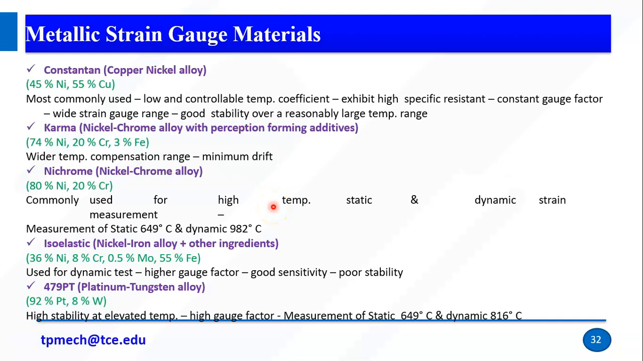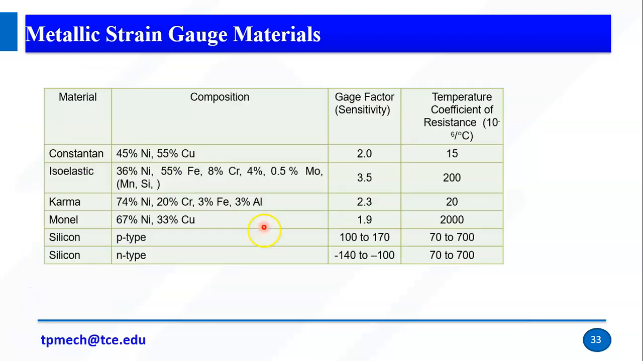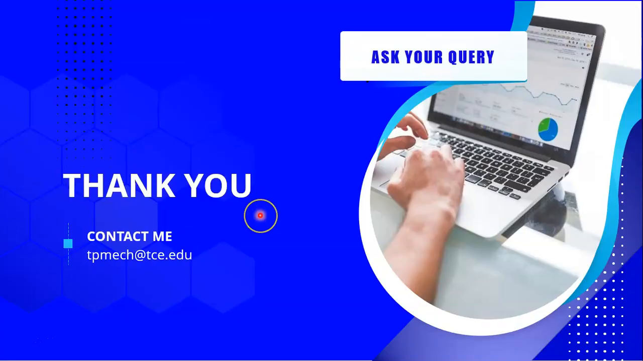Again, we have some metal characteristics. Constantan is a copper nickel alloy and is most commonly used. Karma is a nickel chromium alloy with proportional additives. Nichrome and isoelastic are also examples of strain gauge materials. Here we have the materials listed with their composition, gauge factor, and temperature coefficients. These are some of the values. So thank you, that is what we have covered about strain.